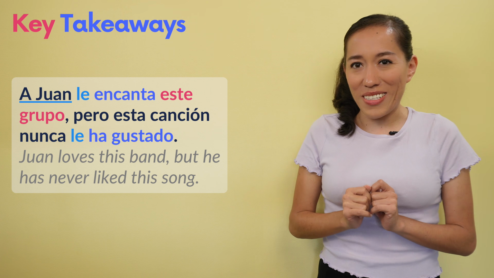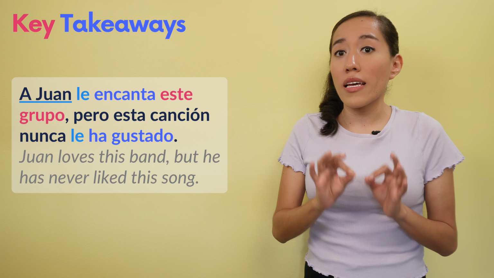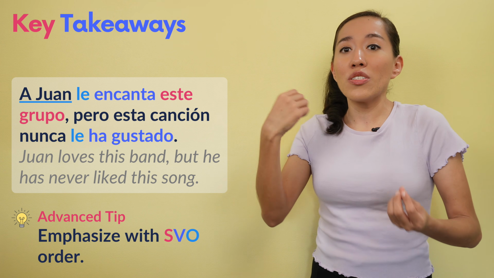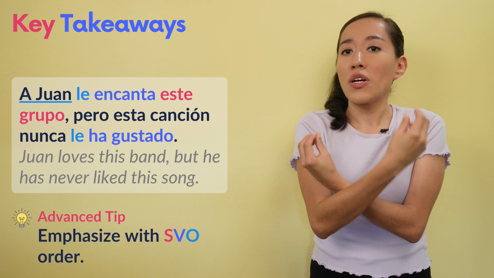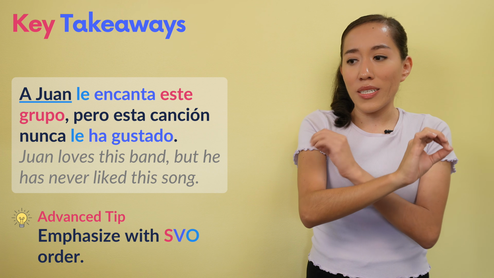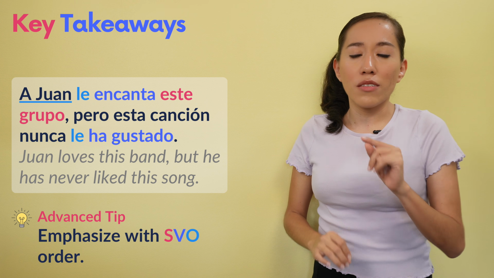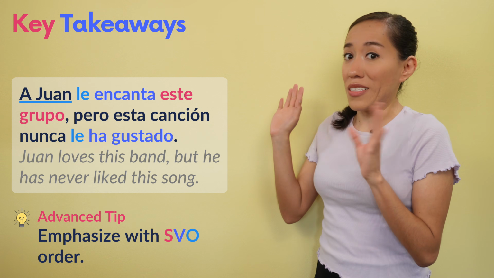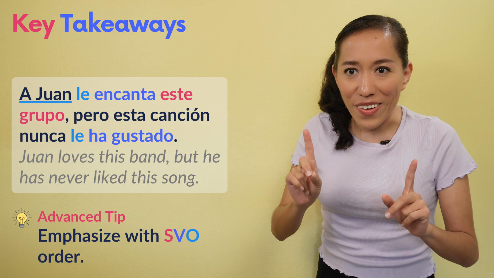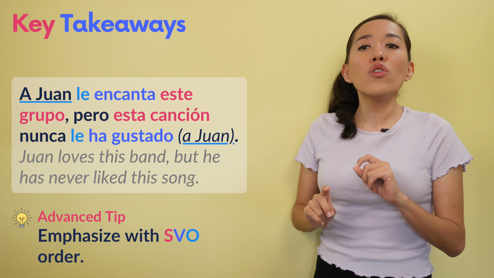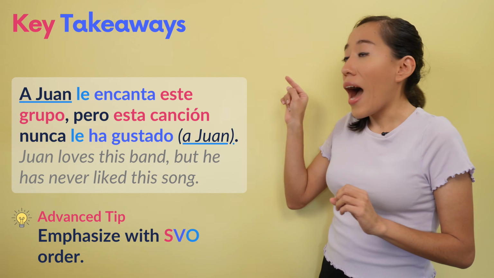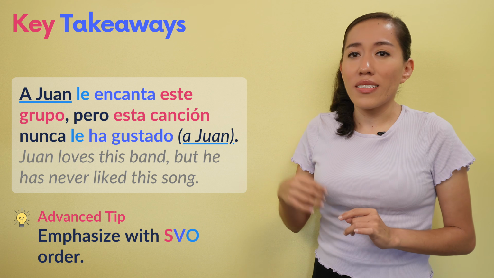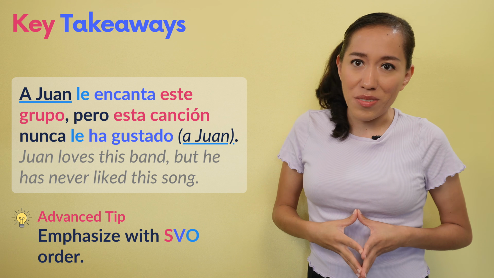Pero en las conversaciones, cuando queremos enfatizar, when we want to emphasize, we are going to use the reverse order. We are going to start with the subject and end with the object. Let me show you the difference. A Juan le encanta este grupo, this is the regular order, pero esta canción nunca le ha gustado. I'm emphasizing over here. And I don't want to confuse you, but this is extremely common in daily life situations.